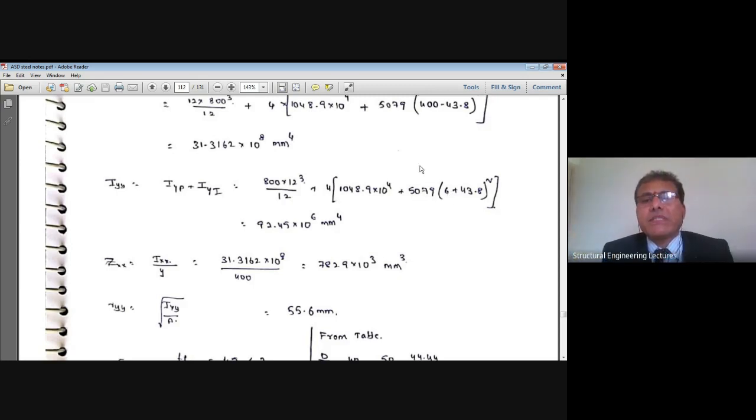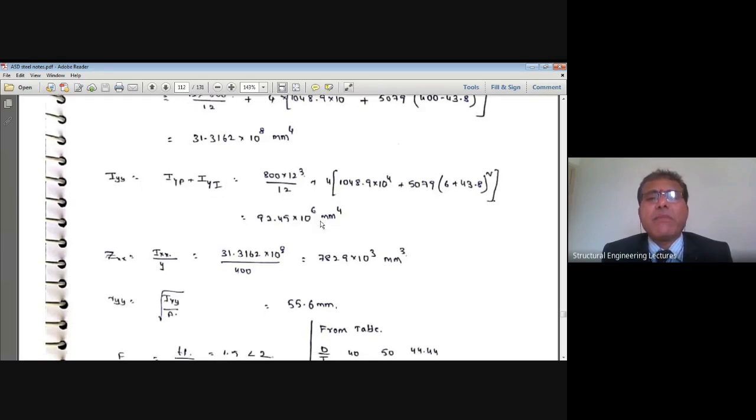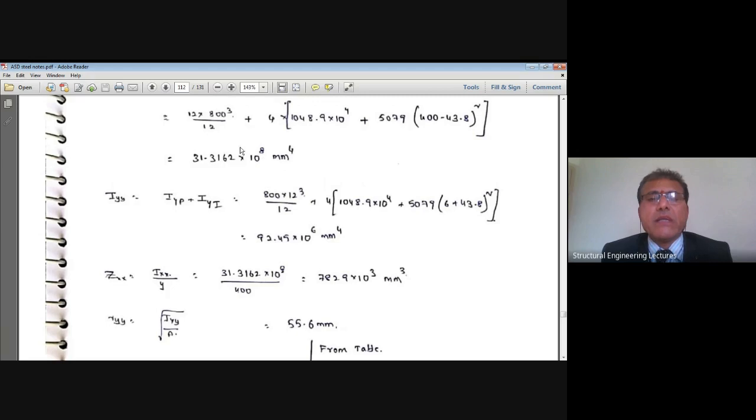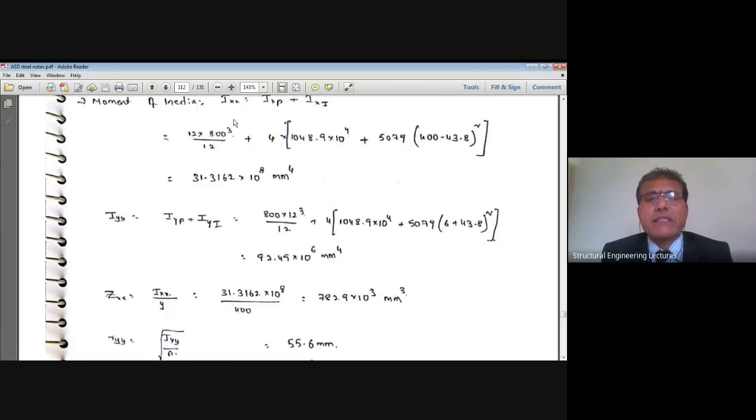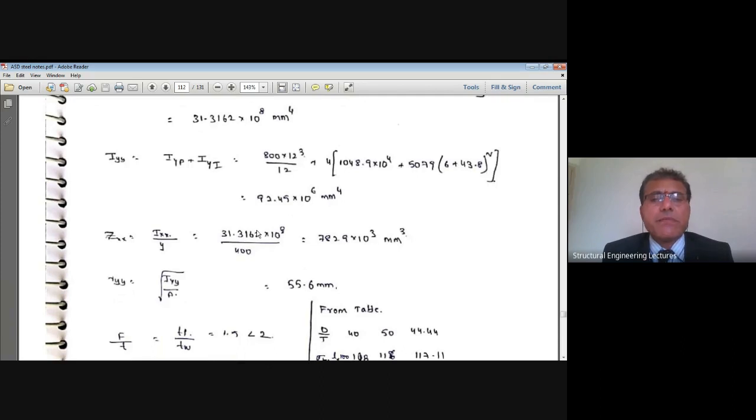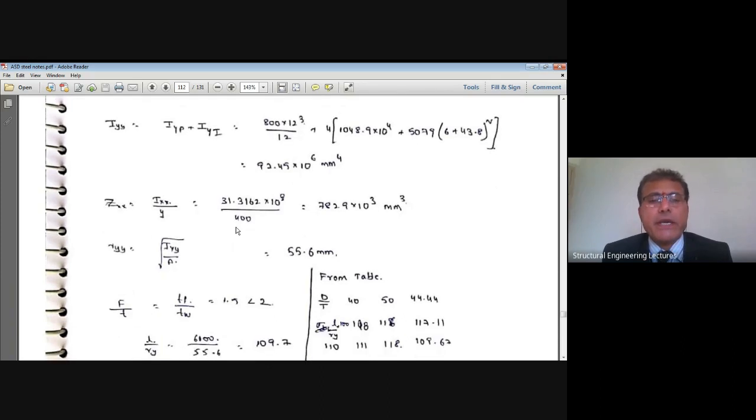Therefore 43.8 plus 6 is the h multiplied by a, or it works out to 97.45 × 10^6 mm^4. You can see that there is a lot of difference between IXX, which is of the order 10^8, and this, which is of the order 10^6. Almost 80 to 90 times, or around 100 times difference is there, approximately, right?